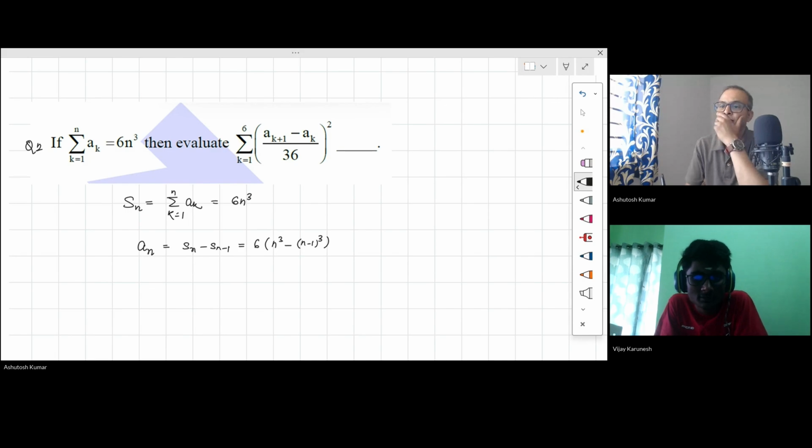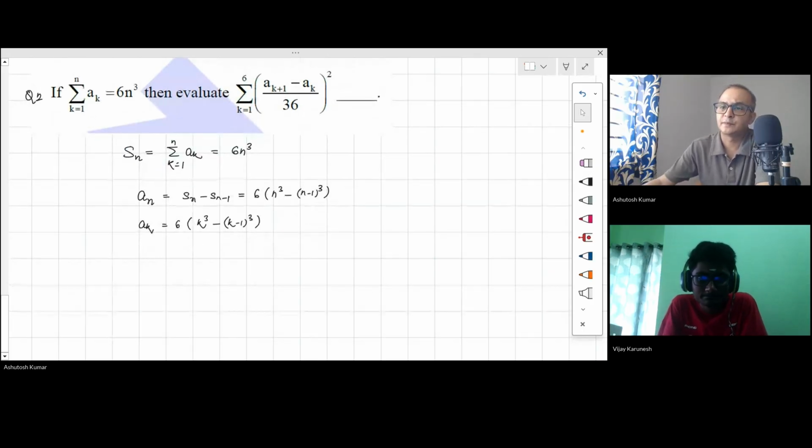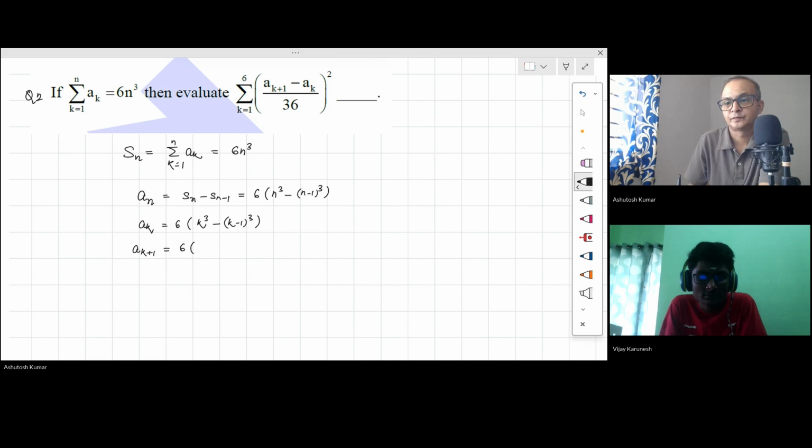Correct? Yes, sir. This is our an, or we can write ak. So ak is 6 times k cube minus (k minus 1) whole cube. You can expand also, but since I have k plus 1 there also, let's find ak plus 1, because I need the gap of ak plus 1 minus ak. So ak plus 1 is 6 times (k plus 1) whole cube minus k cube.